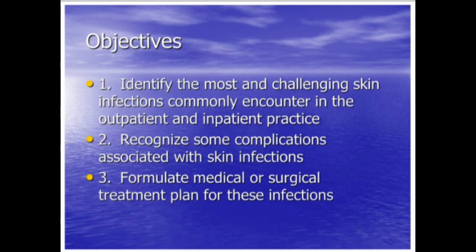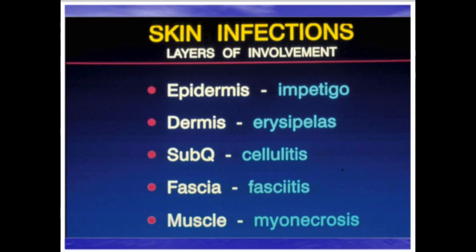So when you see skin infections, you can divide them according to the site. Impetigo is usually located in the epidermis, erysipelas in the dermis, cellulitis in the subcutaneous tissues, fasciitis of course in the fascia, and myonecrosis in the muscle.